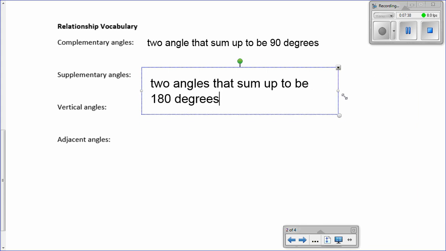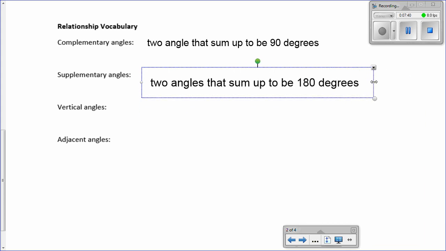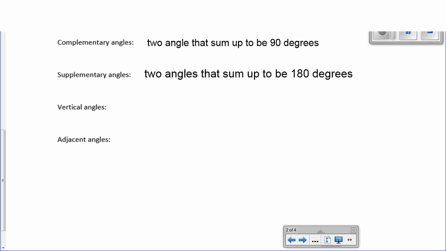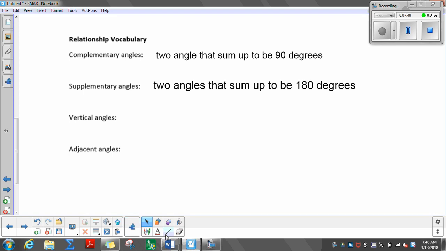And a nice way to remember that, let's see if I can do this with a marker. Let's try it. Because with supplementary and complementary, you know they add up to something, but people get the two numbers confused. So a C for complementary can be made into a 90, just like that. And an S for supplementary can be made into the 180. Okay? So, that's just one way to remember it.